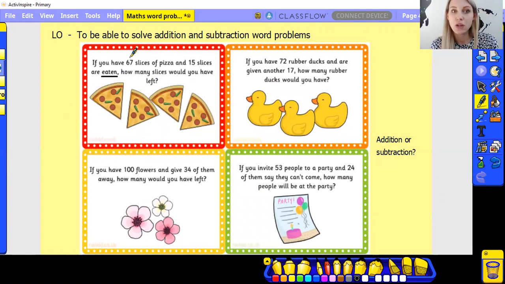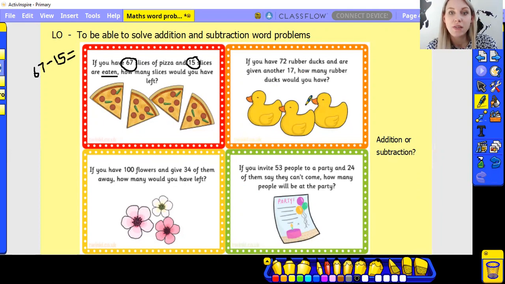Now, the next thing that you need to do when you're looking at a problem is take out the numbers. So 67, 15 slices are eaten. So that, as a number sentence, would be 67 subtract 15 equals. And that's the first job you need to do today. You need to be able to write out your word problem as a number sentence, because once you've done that, then you can solve it on the number line. Let's look at the next one.